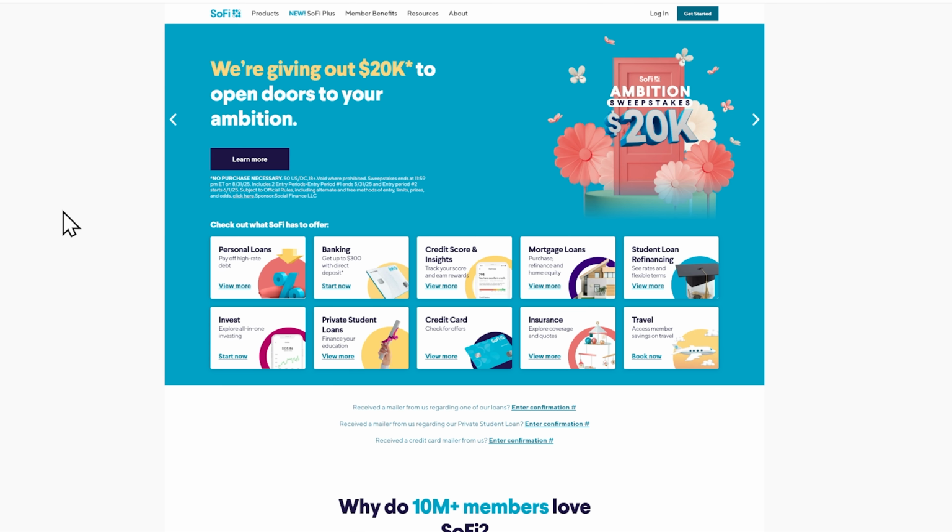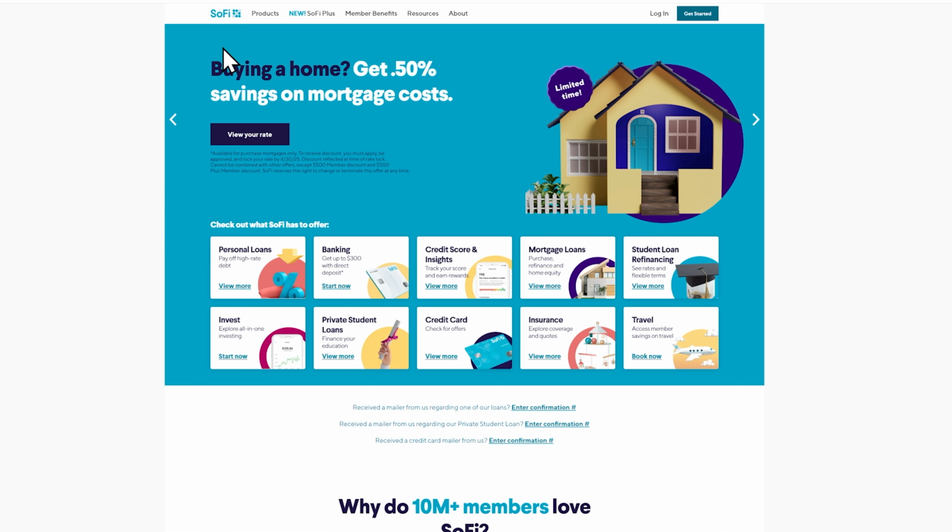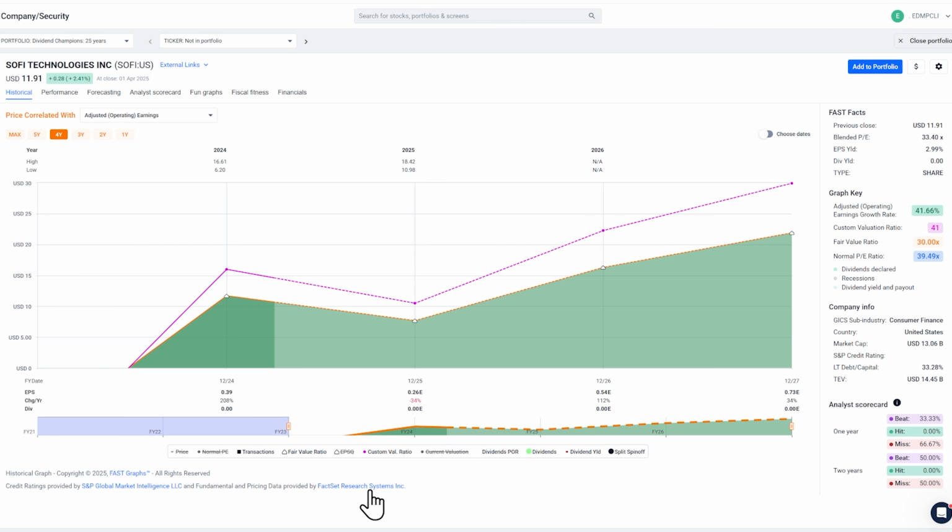But one of them I've gotten several requests for is almost impossible to evaluate. And it's called SoFi, and it's a financial company. You can see all the different, they have personal loans, banking, credit scores, etc. So when I go into the company, I also have some other problems.